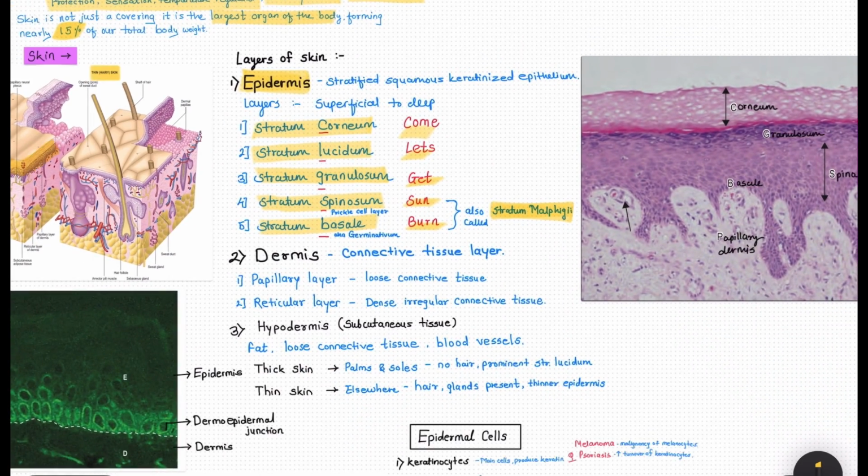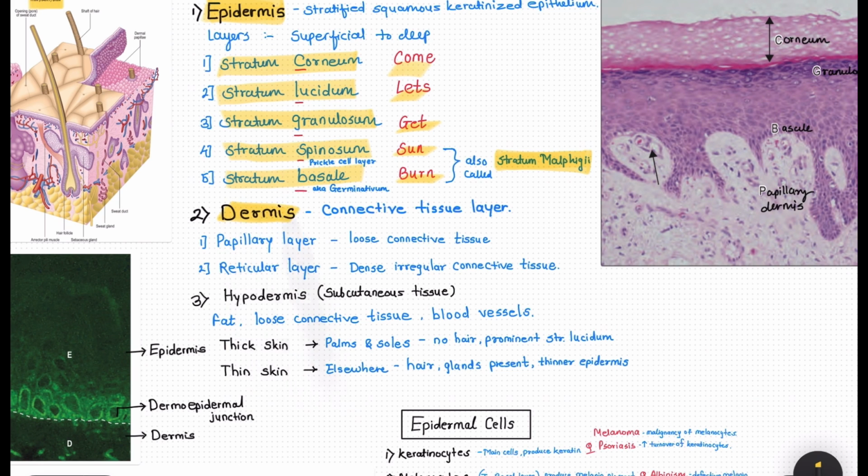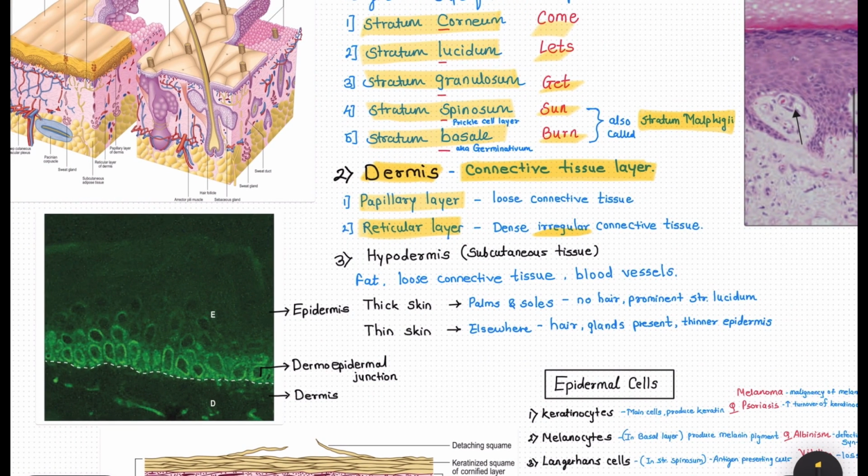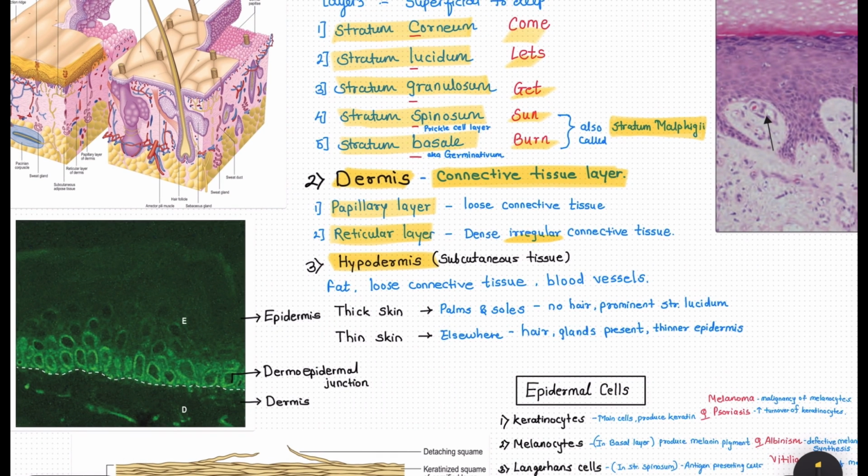Let's move to the next layer, which is dermis. Dermis lies below the epidermis, and dermis is nothing but connective tissue layer. So it has two layers. First one is papillary layer, which is composed of loose connective tissue, and the next one is reticular layer, which is composed of dense irregular connective tissue. And then the third layer is hypodermis. Hypodermis is also known as subcutaneous tissue. So it includes fat, loose connective tissue, blood vessels, etc.